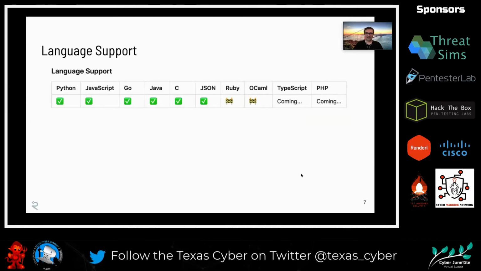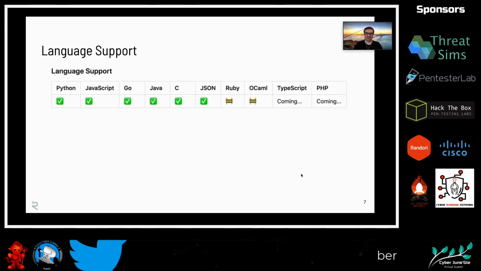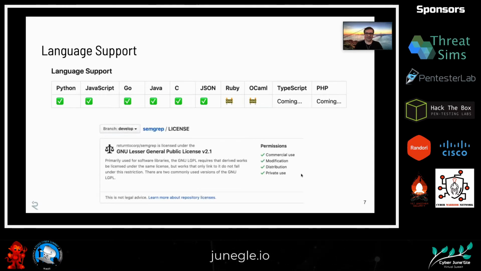You might be asking, does Semgrep work for my language? We've added many languages in the last couple months. Right now, we have really good support for 5 languages, and we have 4 more coming this month. We also recently added support for JSON, so you can start to search configuration files and the like. Again, Semgrep is open source and LGPL licensed, so you can use it for commercial use and you can modify it. It's really nice to have a permissive license for a great security tool.